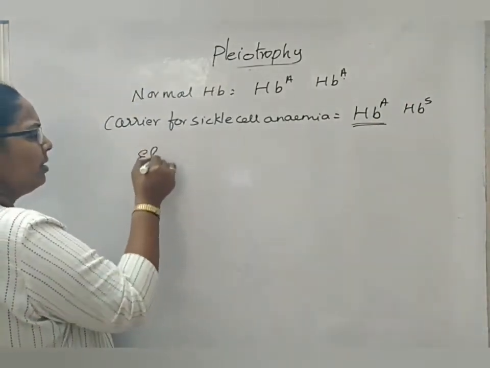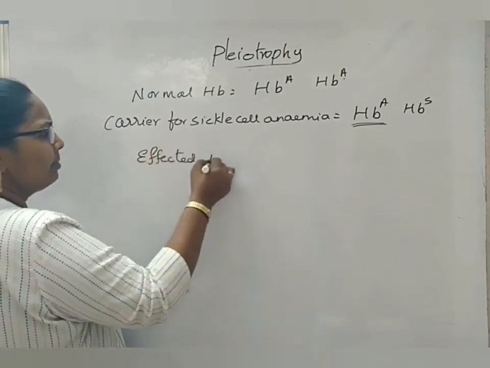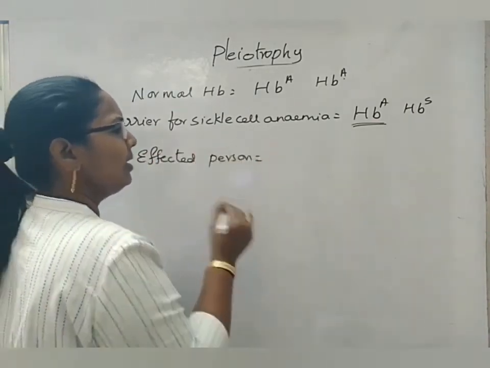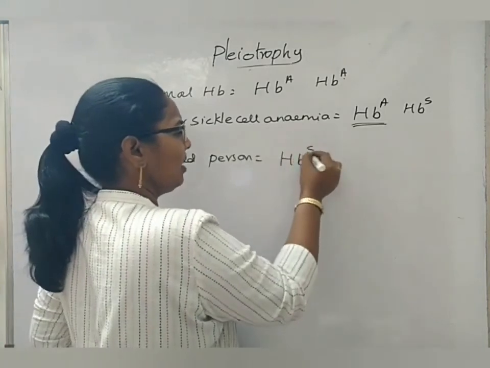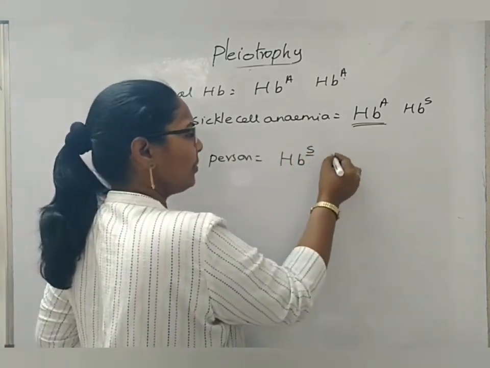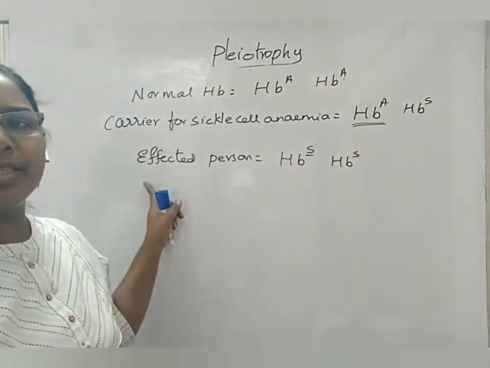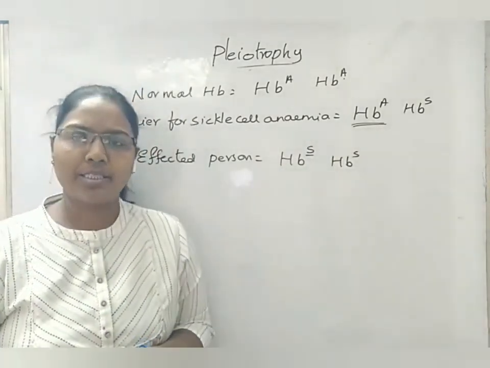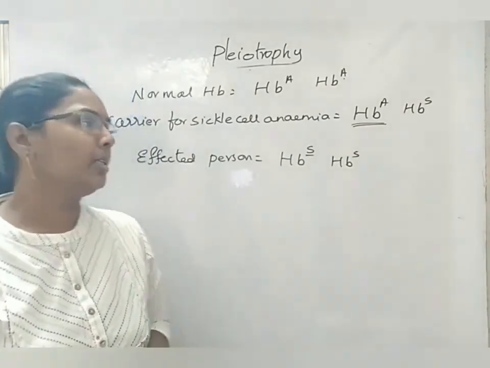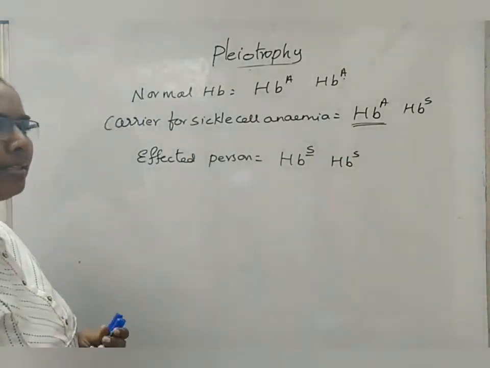Now, the affected person has the allele pair HBS and HBS, which is responsible for sickle cell anemia. There are very few chances of survival for this person due to lack of sufficient oxygen in the body. So these are the 2 examples for sickle cell anemia.